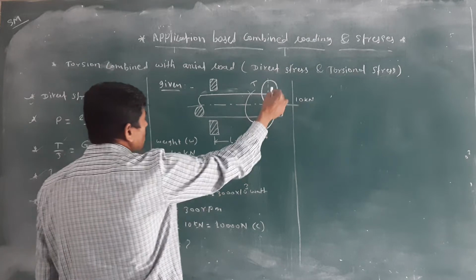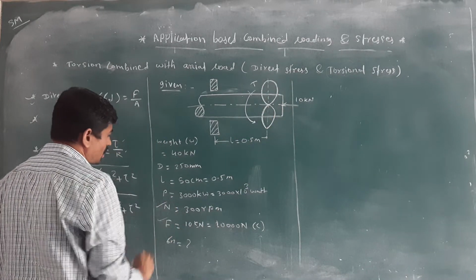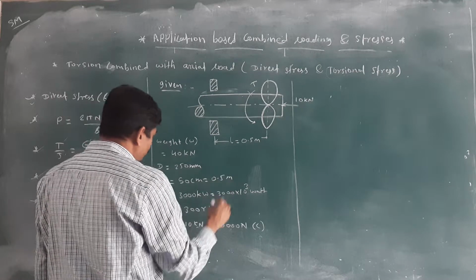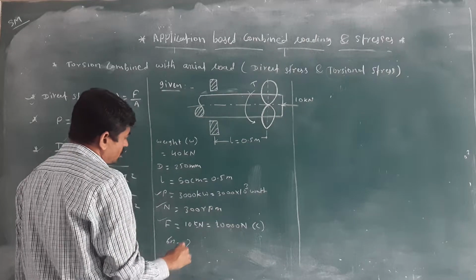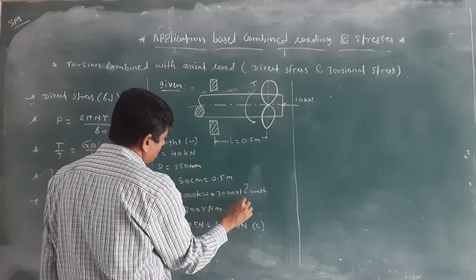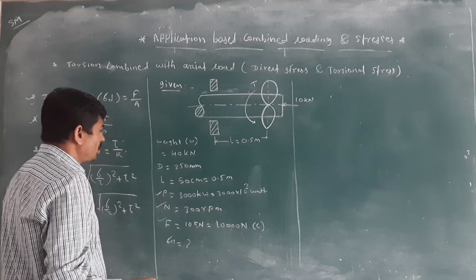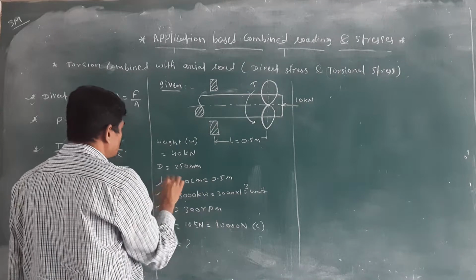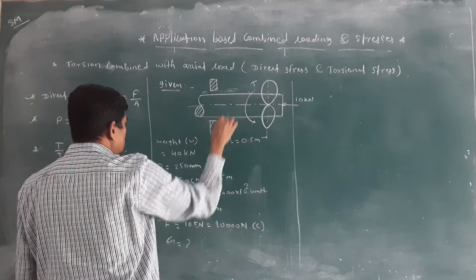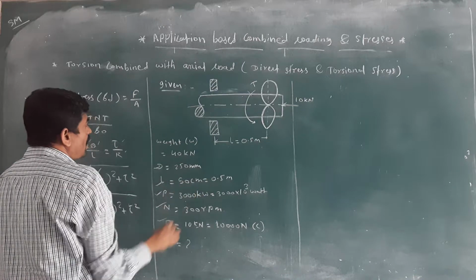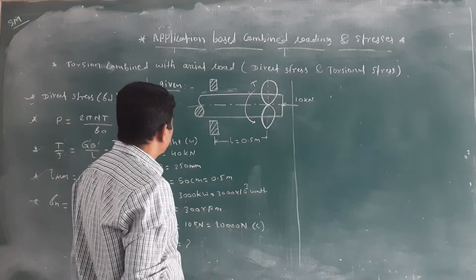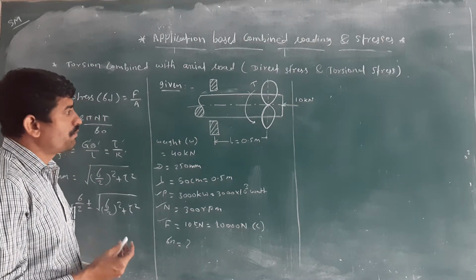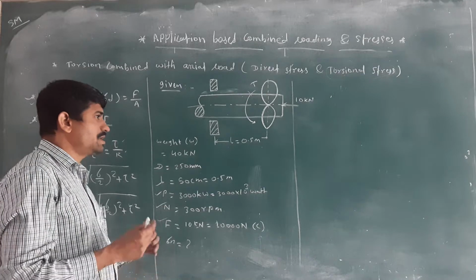The speed of the propeller shaft is given, N is equal to 300 rpm, and the power required is 3000 kilowatt. I have converted it into watt: 3000 into 10 raised to 3 watt. The length is given, L is equal to 0.5 meter. The diameter of the shaft is 250 mm and the weight is 40 kilonewton. These things are given. We want to find the principal stresses.